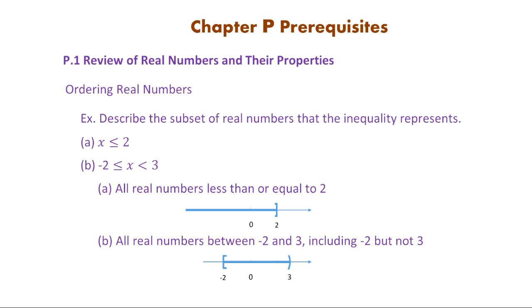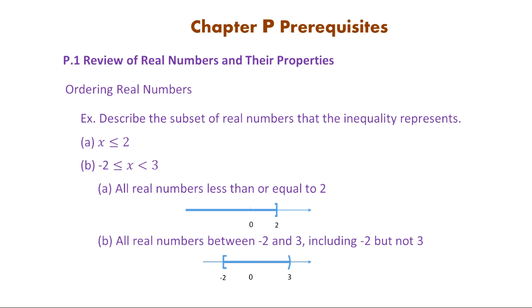In part A, we have x less than or equal to 2. That means all the numbers represented by x are less than or equal to 2. You have to include all the numbers that are less than or equal to 2. That can be represented by the inequality x less than or equal to 2, or in words, all real numbers less than or equal to 2, or graphically by a horizontal line.